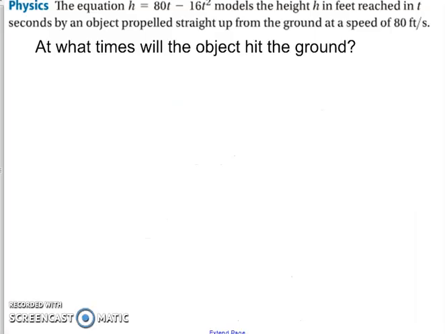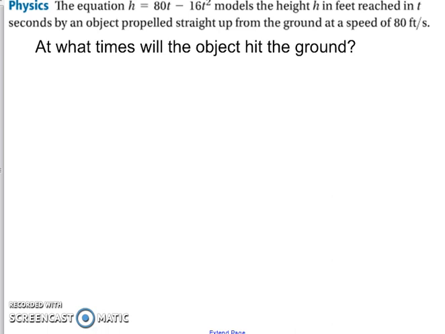Okay, so let's look at this problem. So we have the equation h equals 80t minus 16t squared, and it models the height h in feet reached in t seconds by an object propelled straight up from the ground at a speed of 80 feet per second. At what time will the object hit the ground?